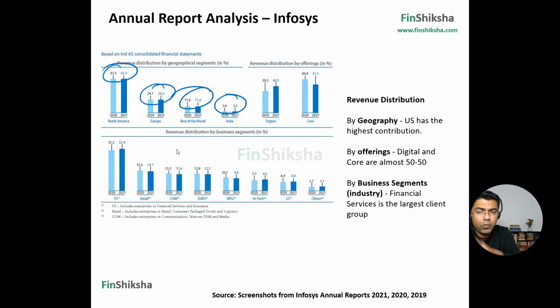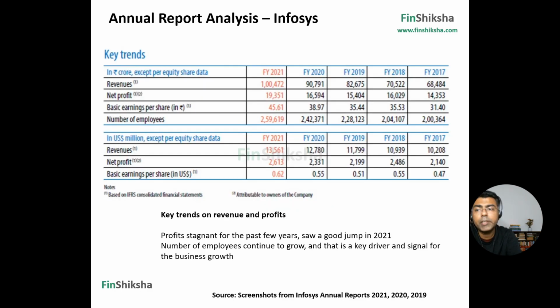Segment-wise, they have offerings in various segments. You can go and take a look at it: financial services, retail, communications, manufacturing. They'll have a breakup. Financial services customers are the largest chunk. Nearly 30% of their revenue comes from that, right? Let's look at some core elements of the report.